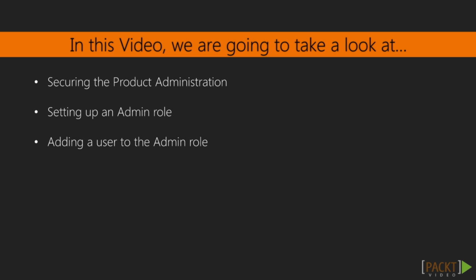In this video, we need to lock down our application so that we can add products under a different role than the typical user. So we're going to secure the product administration, set up a role for the admin, and then add a user to that admin role.